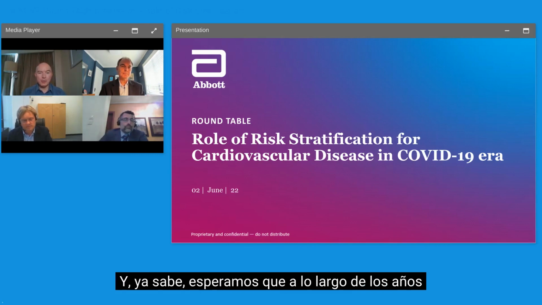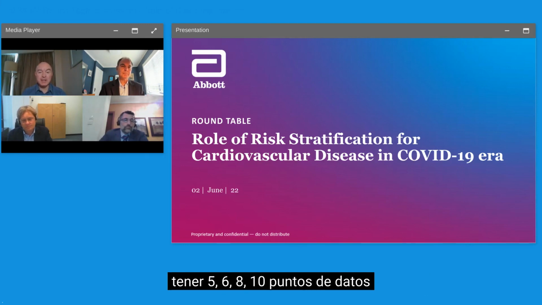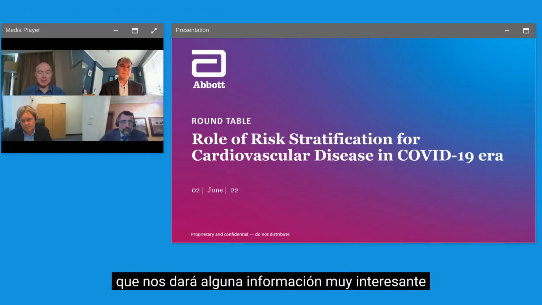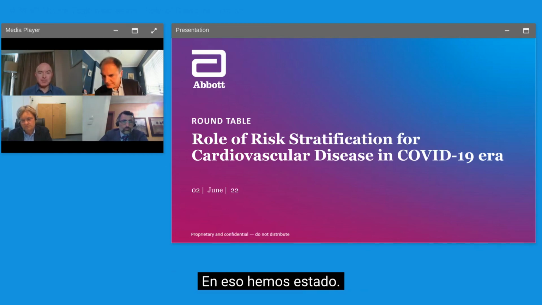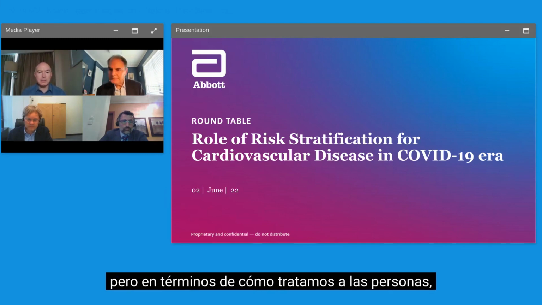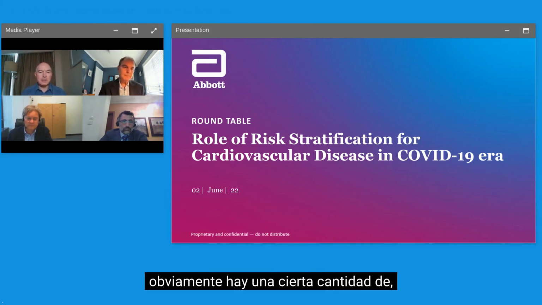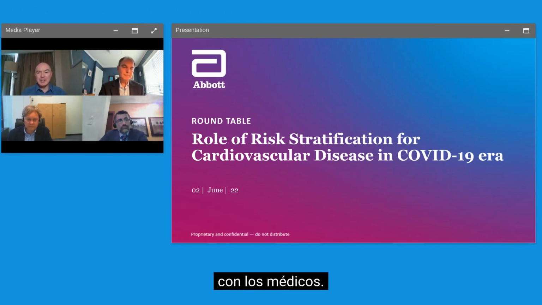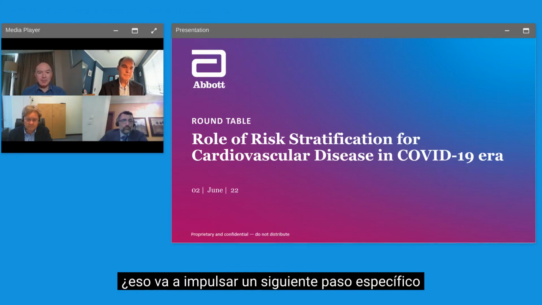And we hope over the years that we'll have 5, 6, 8, 10 data points that will give us some very interesting information on trending as well. So it's a bit early to be talking about any kind of trending specifically, but in terms of how we treat people, this goes back to working with the physicians. It's sort of like saying, if you have a Framingham score on somebody, is that going to drive a specific next step in terms of the treatment of that patient?